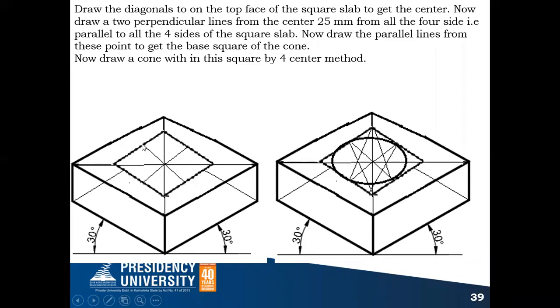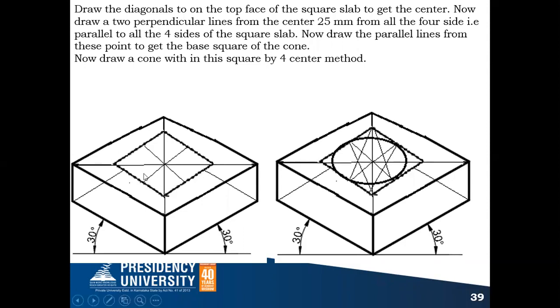So on all the four lines which are drawn parallel, passing through the center, you have to take 25 millimeter. So you will get 1, 2, 3, 4 points. After getting those 4 points, from this point you draw a line parallel to this, and from this point a line parallel to this edge, and from this point a line parallel to this. After drawing those lines, you will get the square base. So this is the base of your cone.